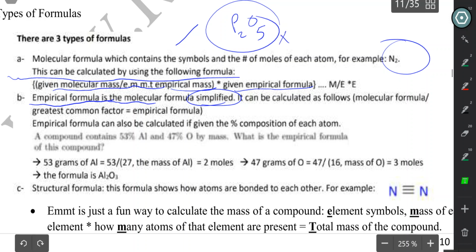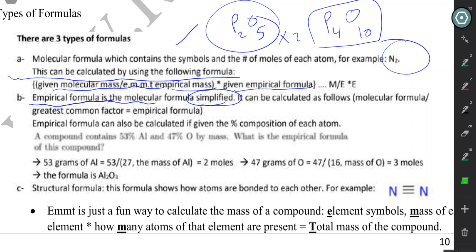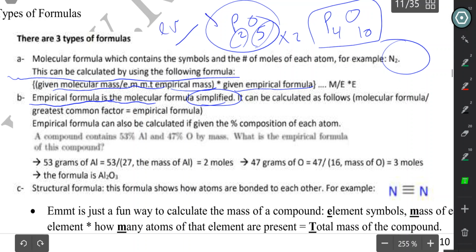If I take this formula and multiply it by 2, I'm going to have P4O10, and that would be tetraphosphorus decoxide. Deca for 10, tetra for 4, while in the beginning we had di for 2 and pent for 5. I'll tell you in a second where I got these from, but for right now, know that this is an empirical formula because it's a very simplified formula, and this is a multiple of that formula, so this would be a molecular formula because you can simplify this further.